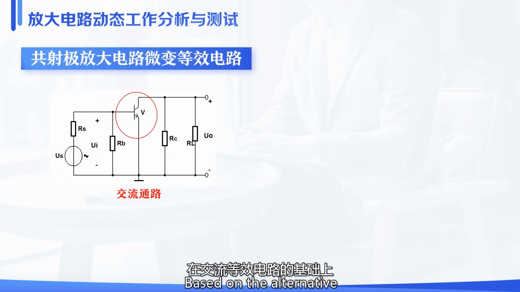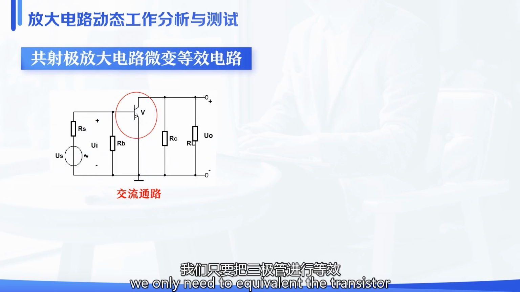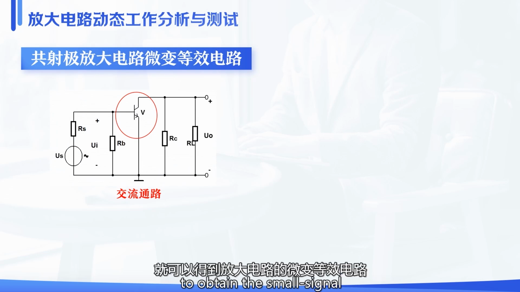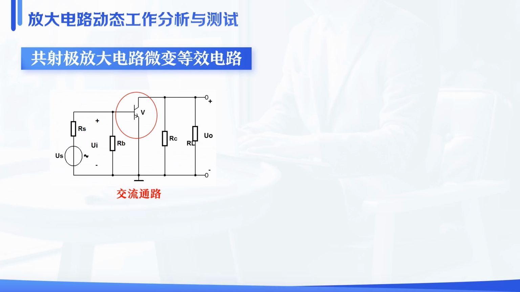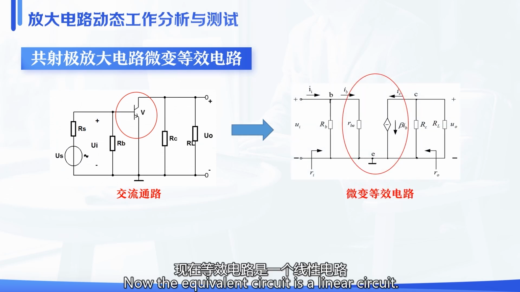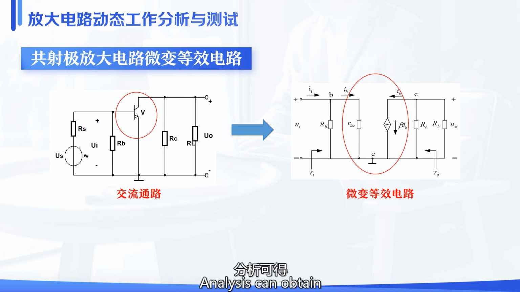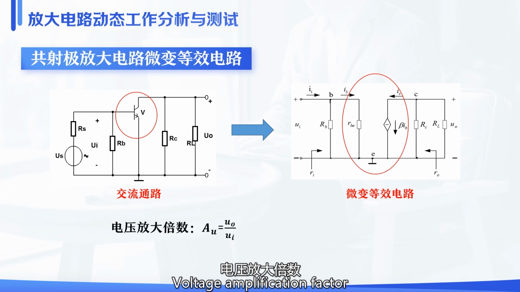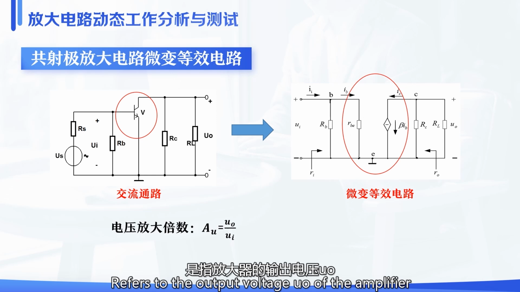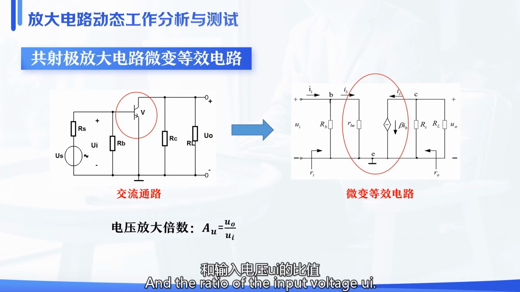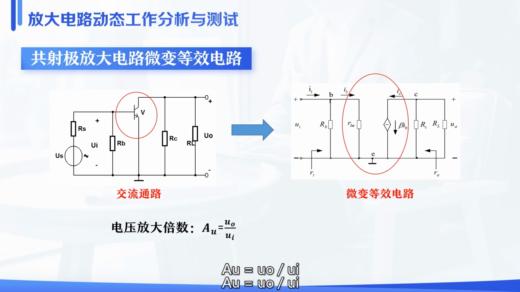Based on the alternating current equivalent circuit, we only need to make the transistor equivalent to obtain the small signal equivalent circuit of the amplifier, as shown in the figure. Now the equivalent circuit is a linear circuit. Analysis can obtain 1. Voltage amplification factor, Au. Voltage amplification factor refers to the ratio of the output voltage Uo of the amplifier to the input voltage Ui. Au equals Uo divided by Ui.